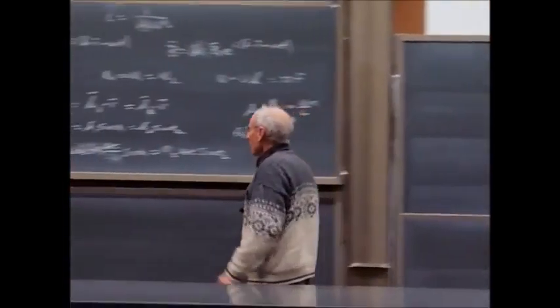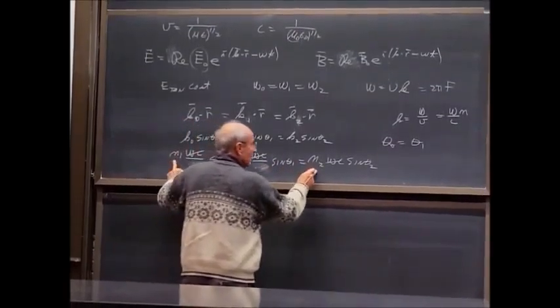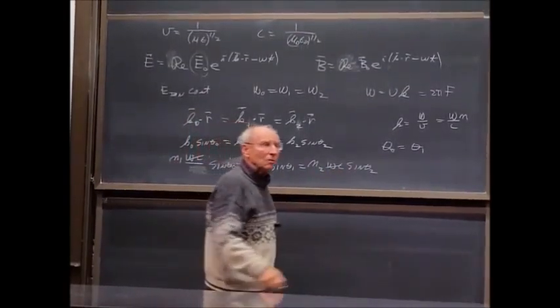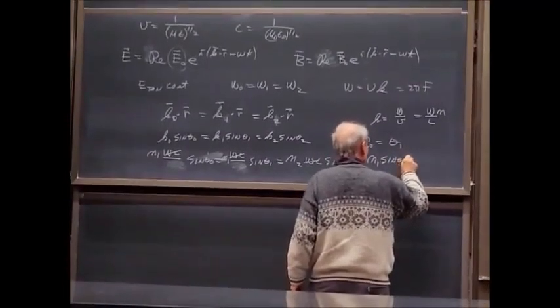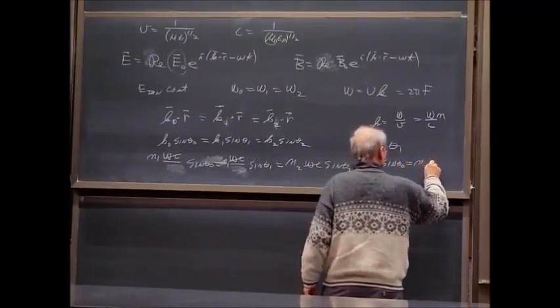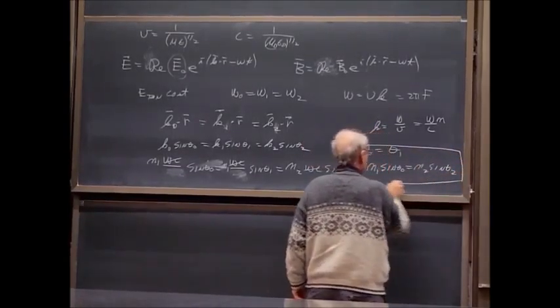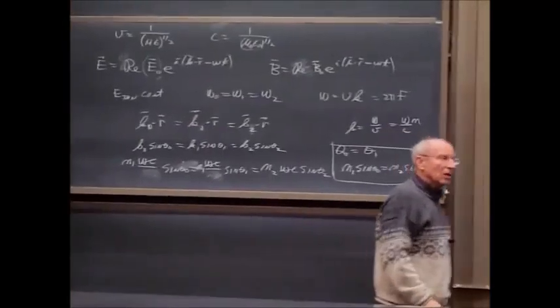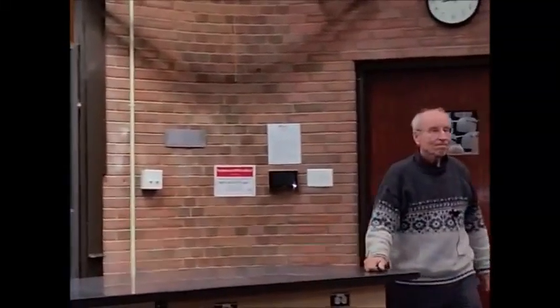Now the second one tells you that n1 sine theta 0 is n2 sine theta 2. And those two laws are the laws that govern reflection and refraction. The second one is called Snell's law.